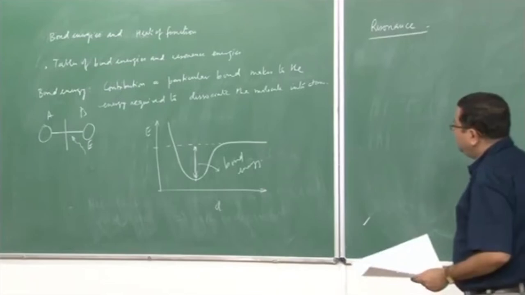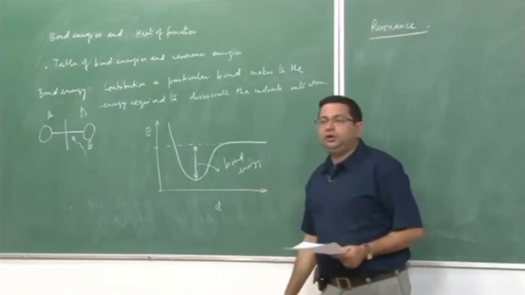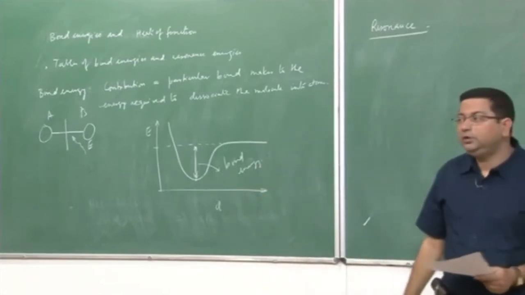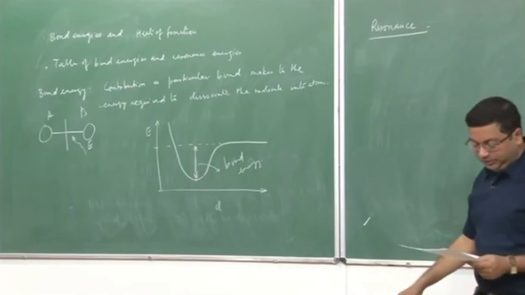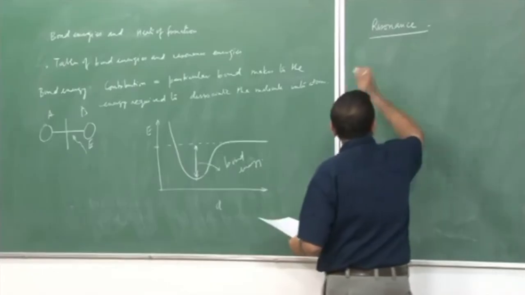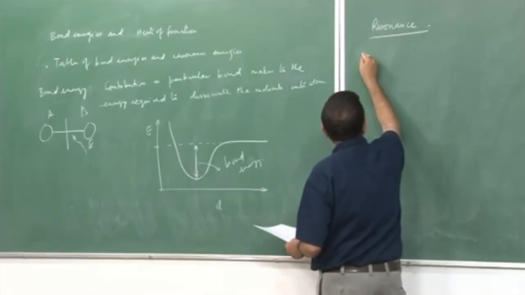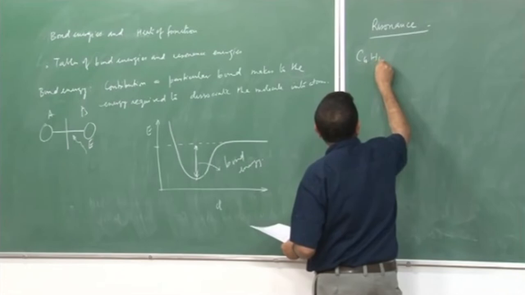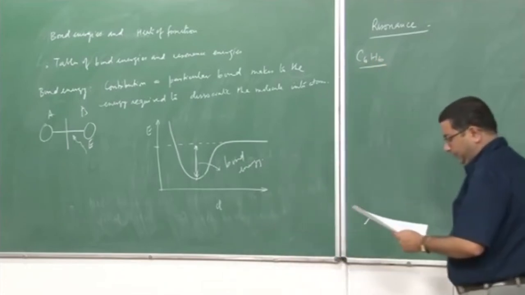So, in order to estimate the bond energy for a particular bond for a molecule, we have to take into account the possibility of resonance, in order to estimate particularly the heat of formation. Let us understand resonance with an example. Let us consider benzene, one aromatic hydrocarbon.